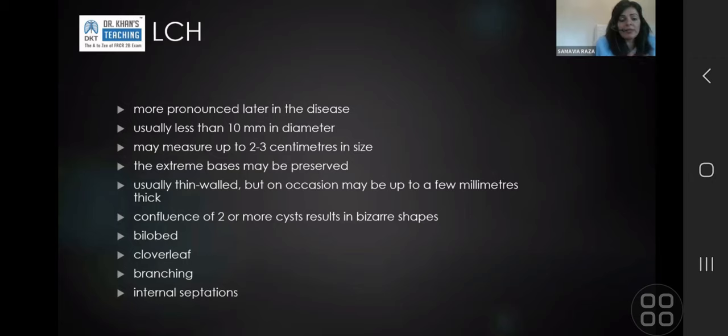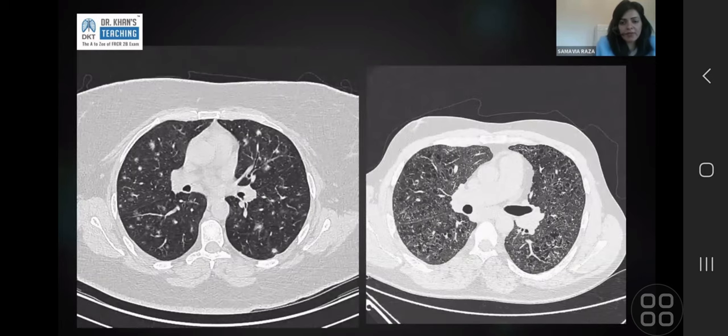For exam point of view, they will be in a smoker. The extreme lung bases will be preserved. They have thin wall cysts. They can be slightly thickened, because they're in a smoker's lung, it's a messy looking lung. They can look thickened. They can have a confluence of cysts, or they can be bizarre shapes. But rarely do they exceed more than 5 to 10 millimeters.